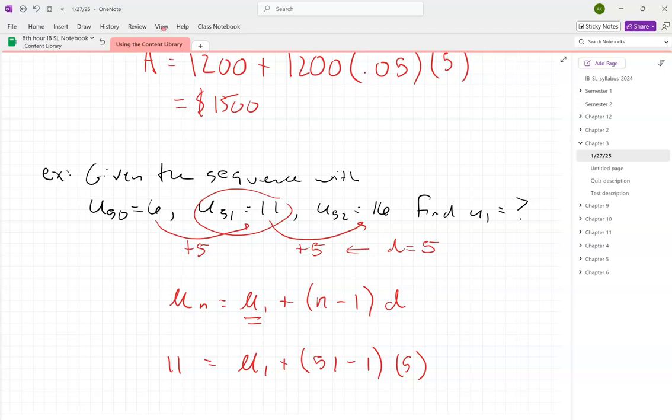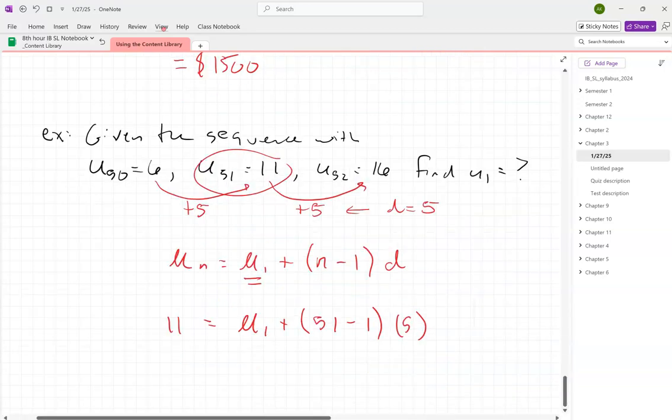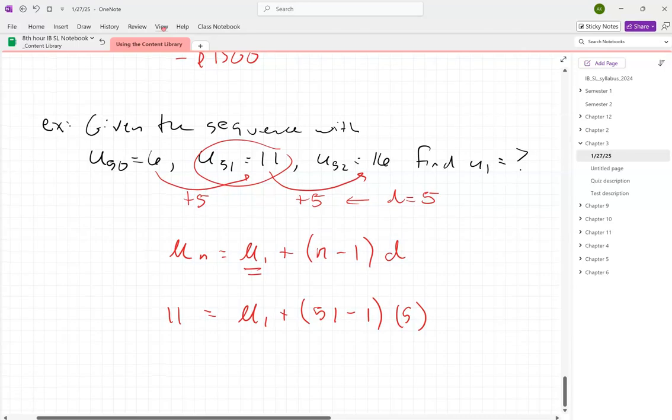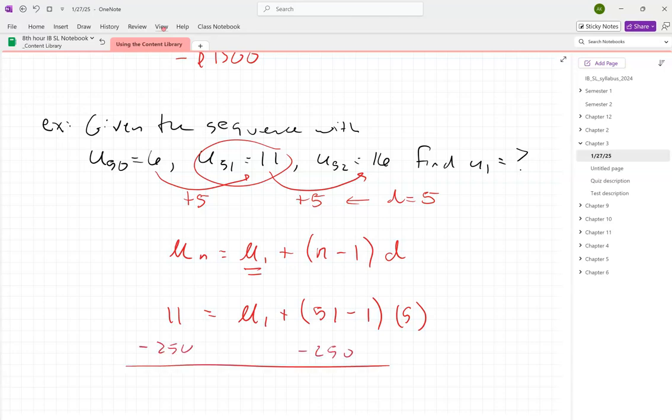Just because 51 minus 1 times 5 is going to be a lot easier to deal with than the other one. Not that I couldn't deal with it, but come on, who wants to deal with a 49 when you could deal with a 50? So I get 250 there, and if I subtract it over, I get negative 239 for u sub 1.